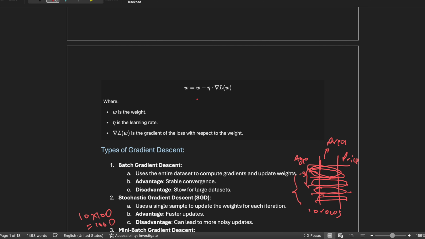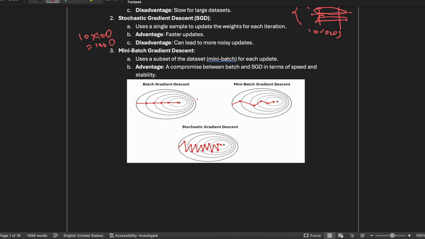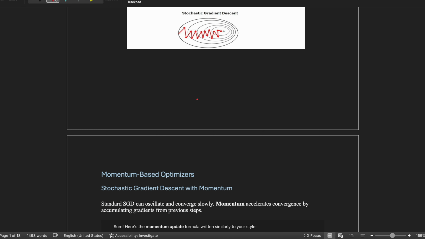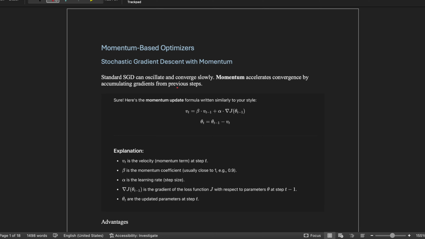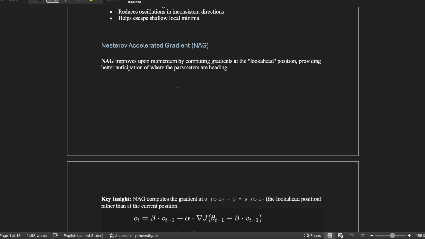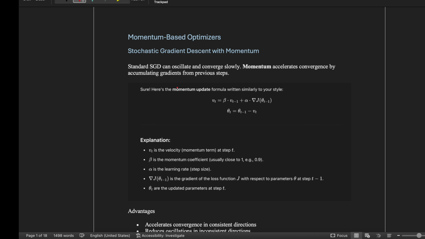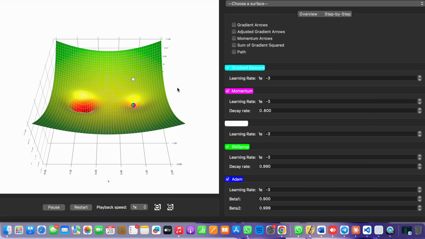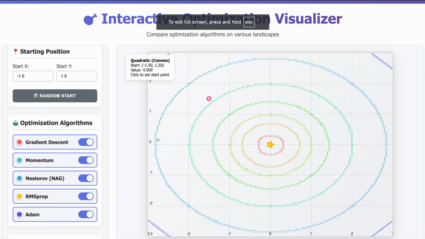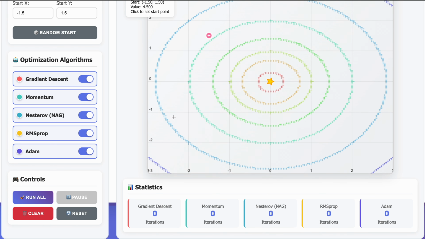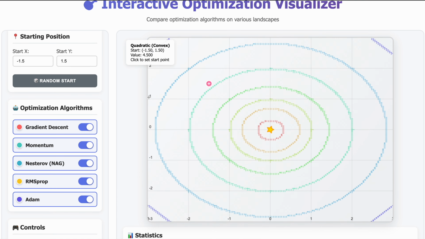So this is basically the concept of gradient descent. I hope you already knew about this. So let's just move to momentum based optimizers. I also have prepared a tool, and I will give the link of these tools so you can try it by yourself. I have also prepared an interactive optimization visualizer, and I will also give the code of it so we can just look at them.